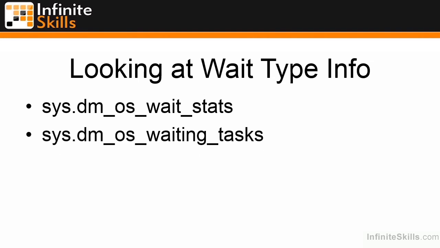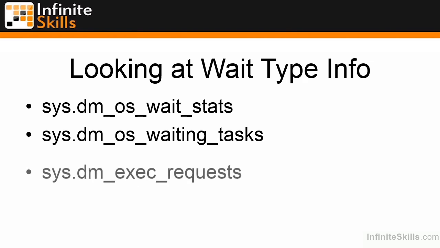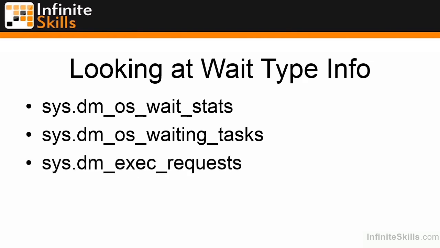The second one that you're going to be looking at is sys.dm_os_waiting_tasks. This is going to give you detailed information for each task in SQL Server that's currently running and what it's waiting on and how long it's been waiting. You can also get some basic wait information from sys.dm_exec_requests. So let's go ahead and look at these DMVs and see how we can use these to dig into the server and find the information we're looking for.